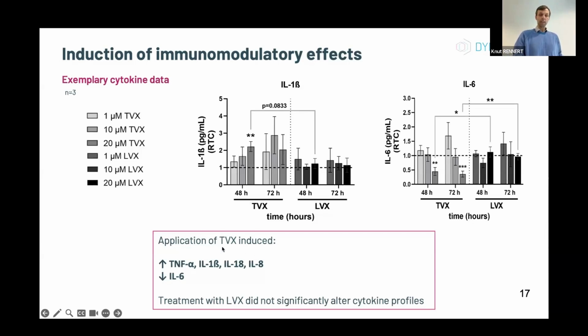Also, we see an induction of the release, or the expression and release, of TNF-alpha, IL-18 and IL-8 in our liver-on-a-chip. And what else do we see? That IL-6 was reduced at the highest concentration of trovafloxacin already after 48 hours and also after 72 hours. And that levofloxacin did not significantly alter the cytokine profile.